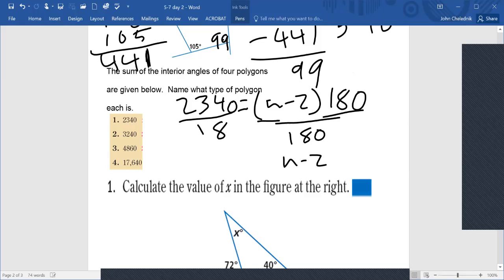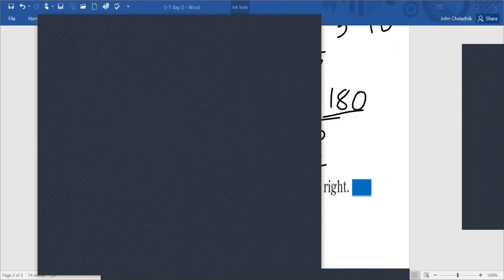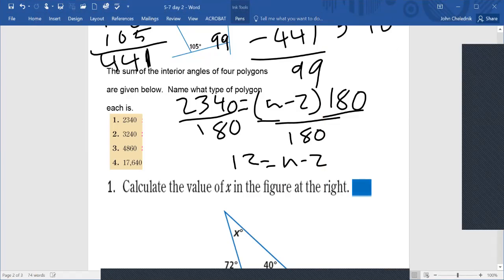You get n minus 2. Oops. And I'm not sure what that is off the top of my head. So I will punch it into a calculator. 2340 divided by 180 is 13. So 13 equals n minus 2, meaning if we add 2 to both sides, that n equals 15. So this polygon has 15 sides in number 1. Number 2, you do the same process.